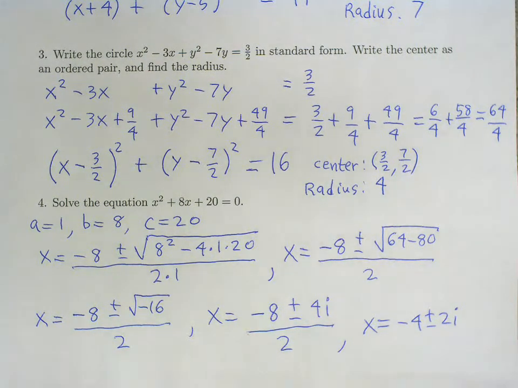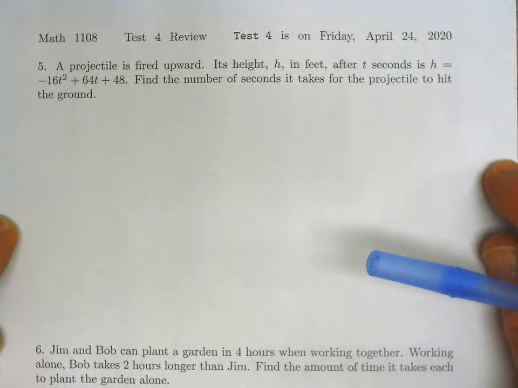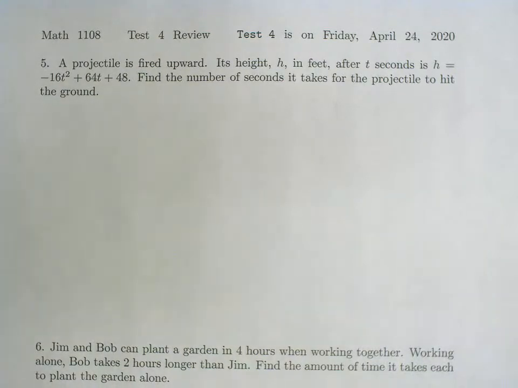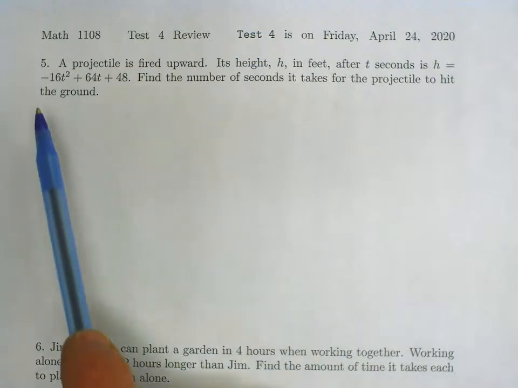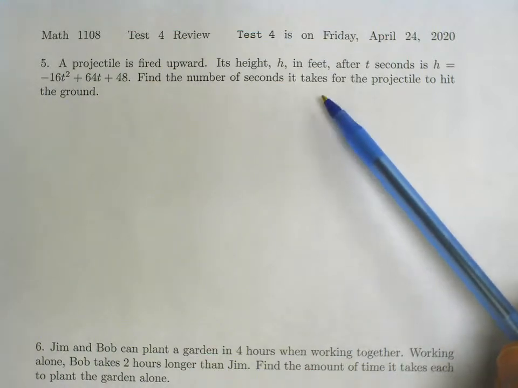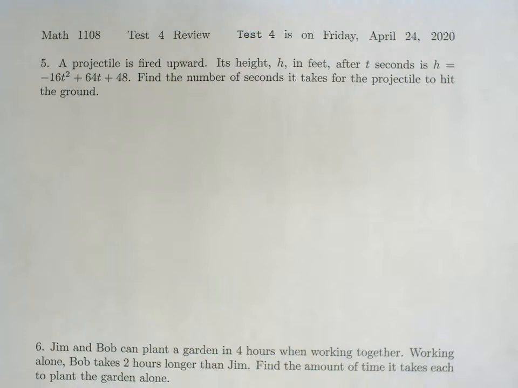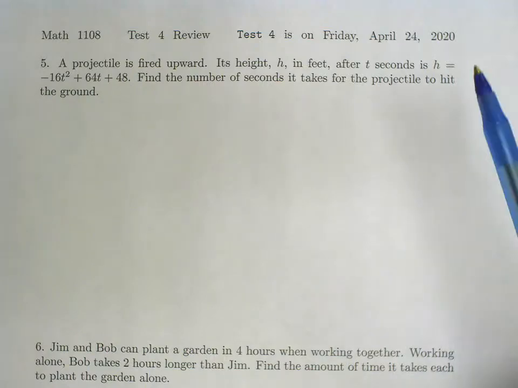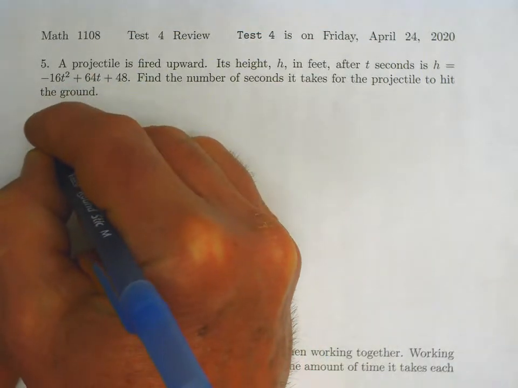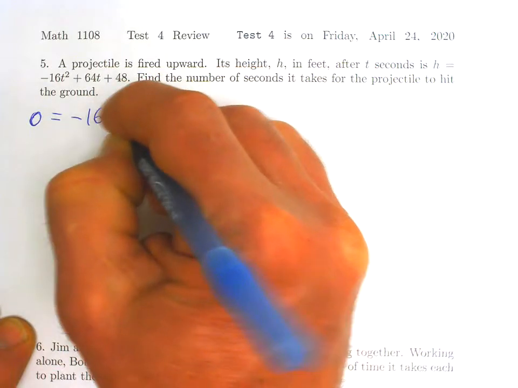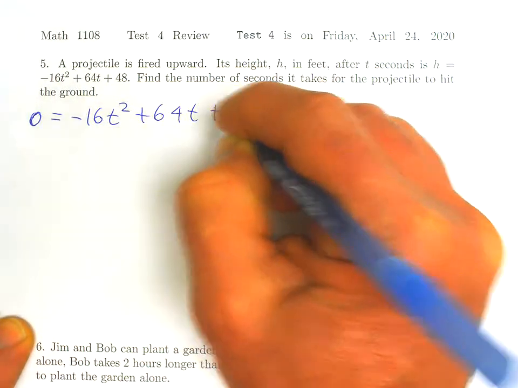Okay, the next page will involve a couple of word problems. So on this one, a projectile is fired upward. Its height h in feet after t seconds is h equals -16t to the second plus 64t plus 48. Find the number of seconds it takes for the projectile to hit the ground. When the projectile hits the ground, the value of h will be 0 because h represents the height above the ground. So we just end up solving a quadratic equation, replace h with 0, set it equal to -16t to the second plus 64t plus 48.